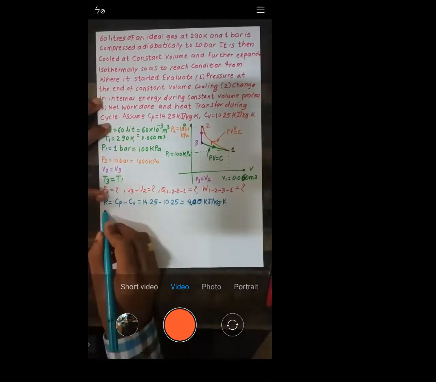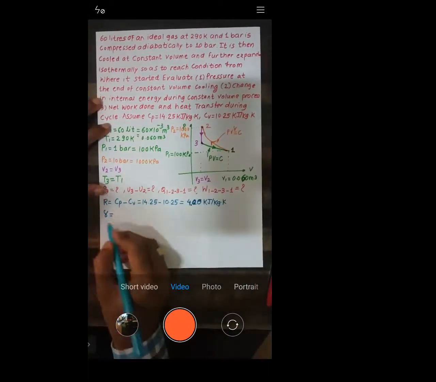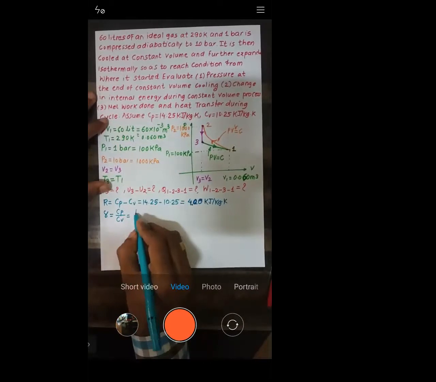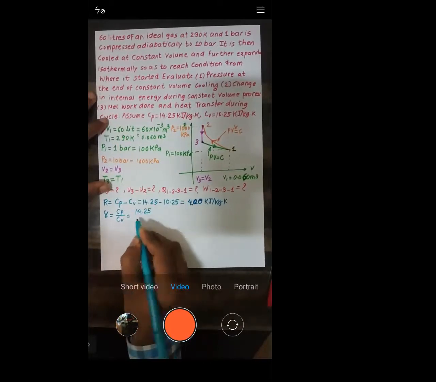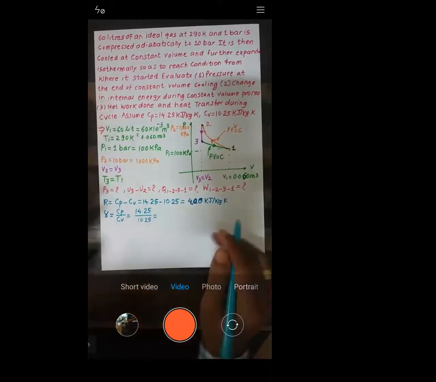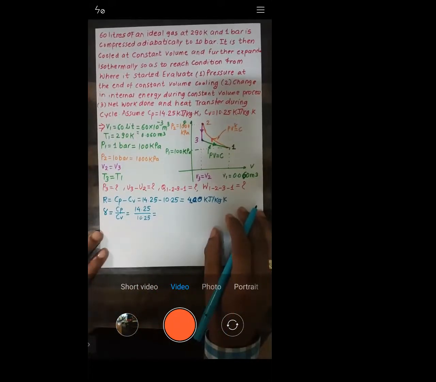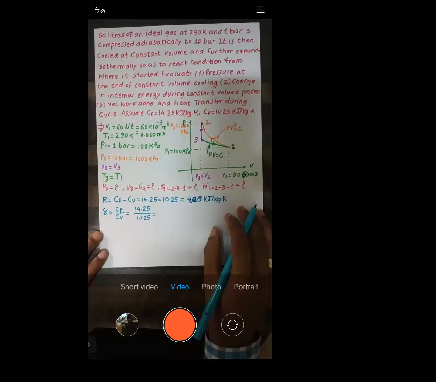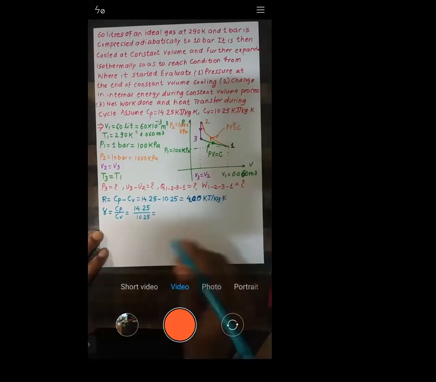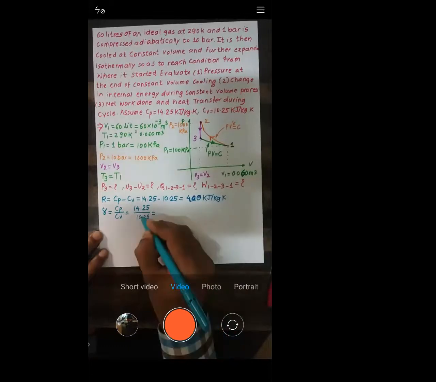Similarly, we should calculate gamma. Why we are calculating that, you will know now. It is basically the ratio of Cp by Cv. Cp is 14.25, Cv is 10.25. So just calculate Cp by Cv, 14.25 divided by 10.25. Let me know immediately what answer we are getting.